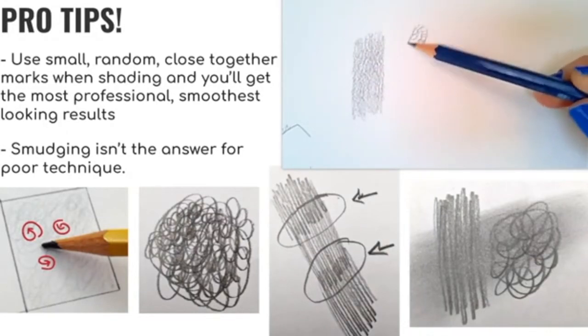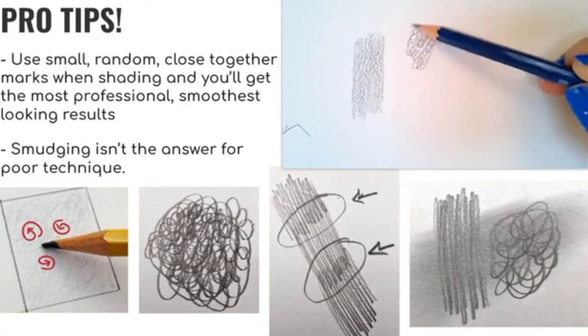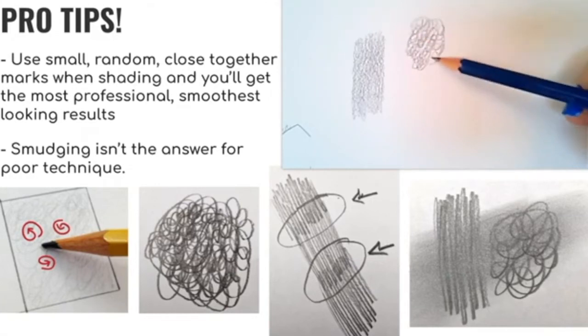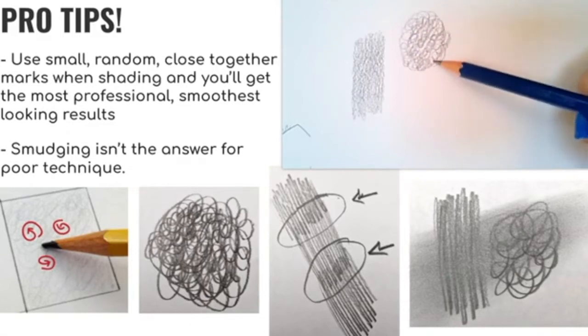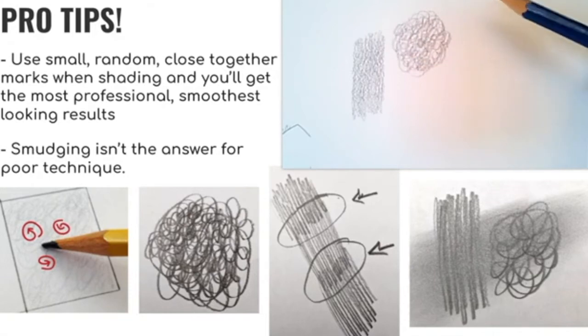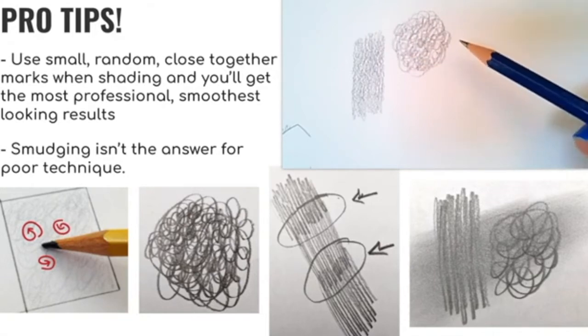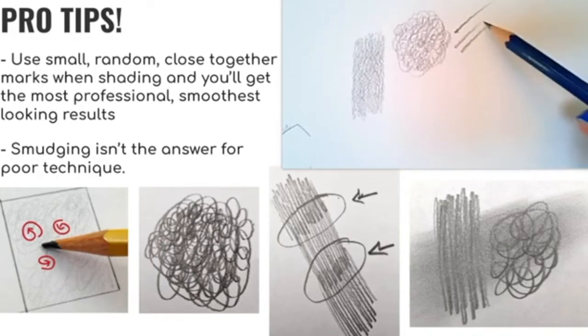Some of you may have learned this little technique where you're shading in little tiny circles. The reason you're shading in little tiny circles is you probably had a teacher tell you that. And the reason why your teacher told you that is because oftentimes when we put down our pencil, we press harder at the beginning than we do at the end.